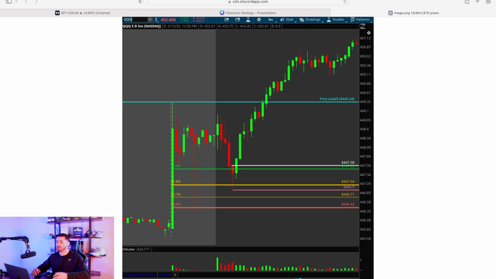to, I don't even know what it rallied to. It went a lot higher than that. But again, this is an A+ picture perfect setup that I would take and took using my Fibonacci strategy.